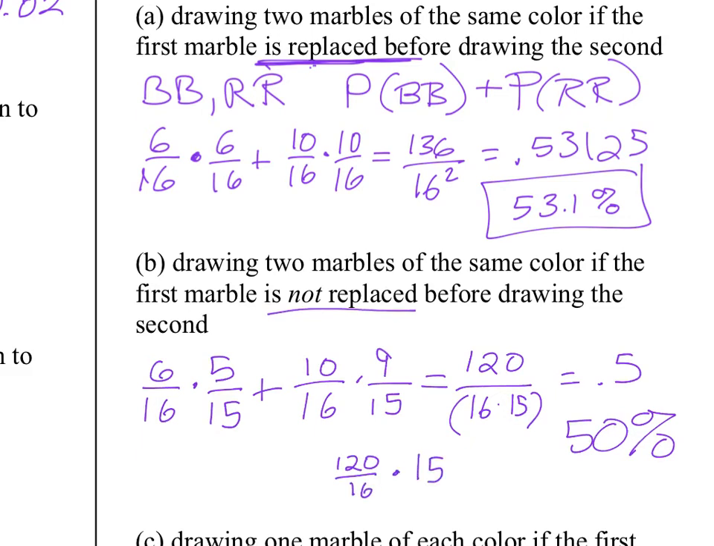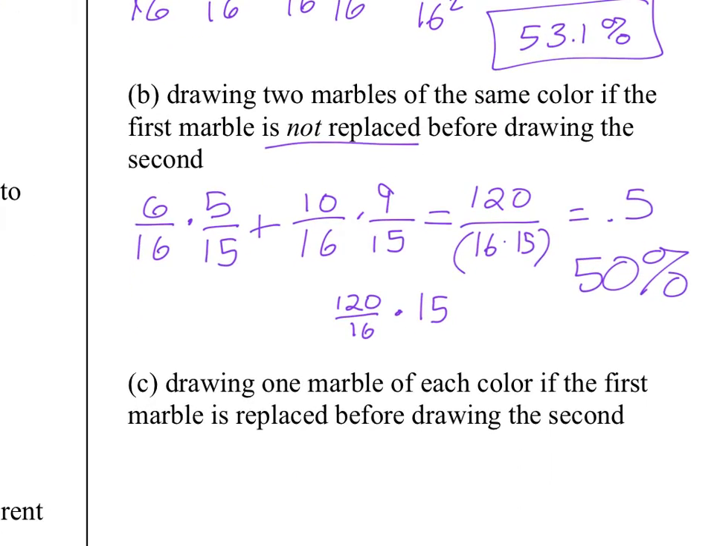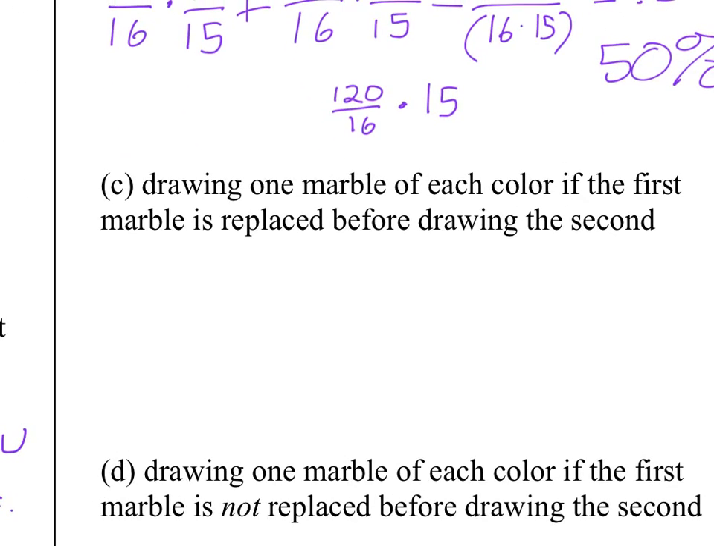Give you a completely different number. All right, drawing one marble of each color, if the first marble is replaced. So this is like A, or is replaced.